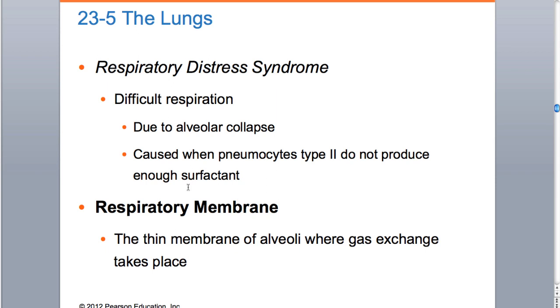And notice it says, I'm not producing enough surfactant by the pneumocytes type 2. So not enough surfactant. Respiratory membrane, don't care too much about. We've been talking about that all along. We've been saying it's a thin membrane where gas exchange occurs. Next slide.